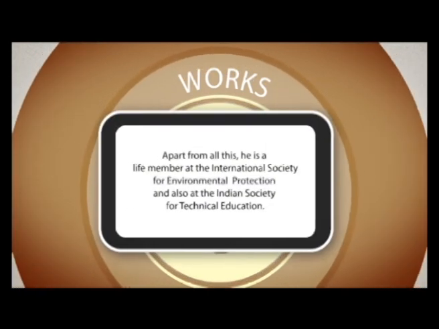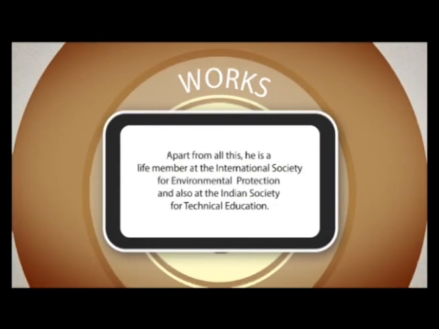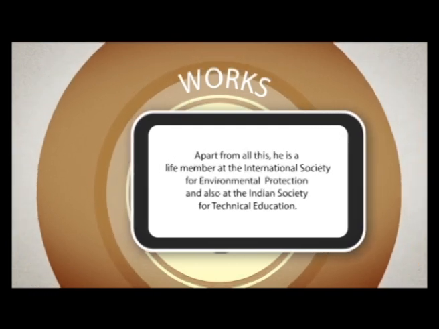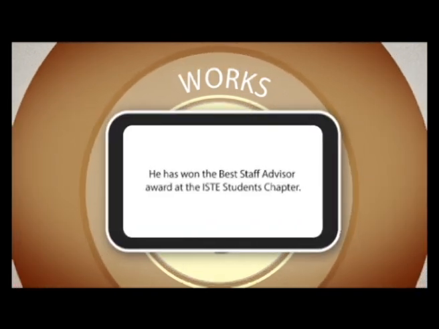Apart from all this, he is a life member of the International Society for Environmental Protection and also of the Indian Society for Technical Education. To add to all of this, he is one of the best staff advisors of the ISTE Students Chapter.